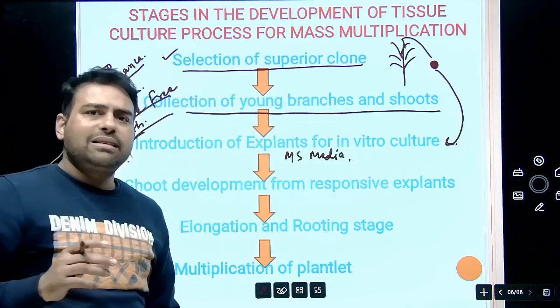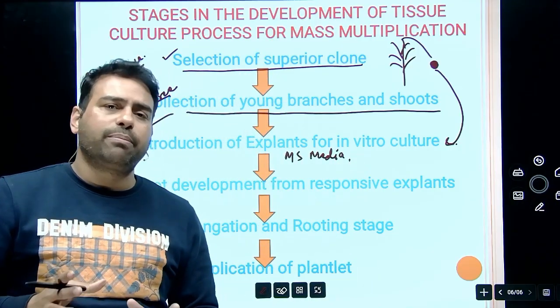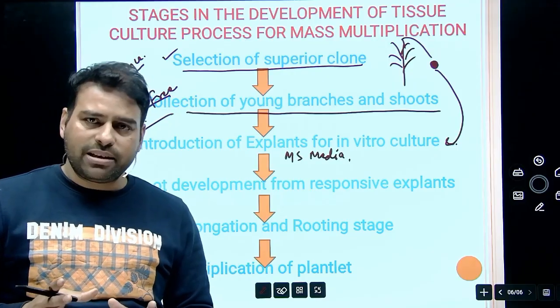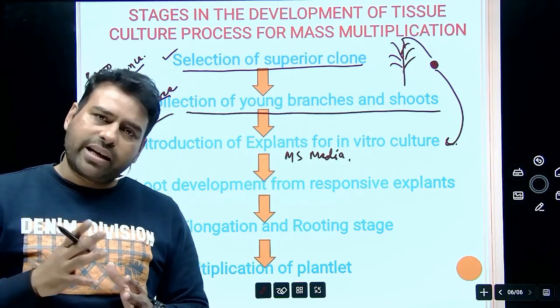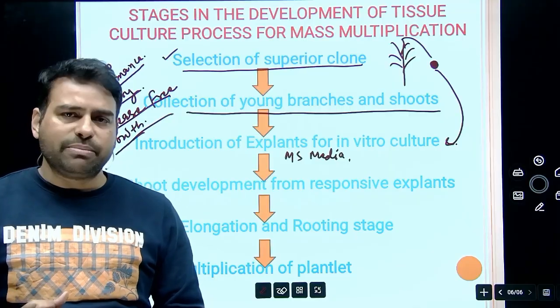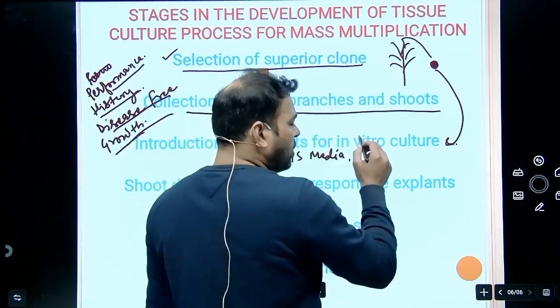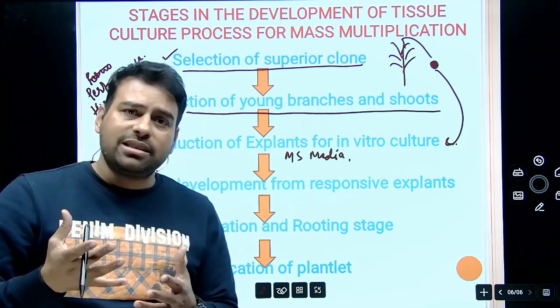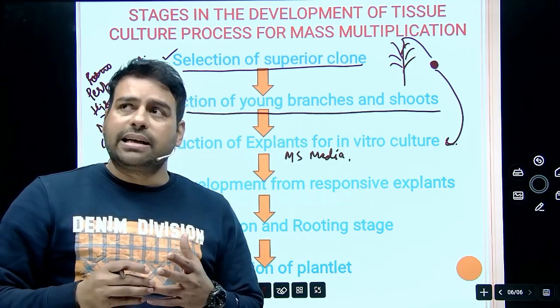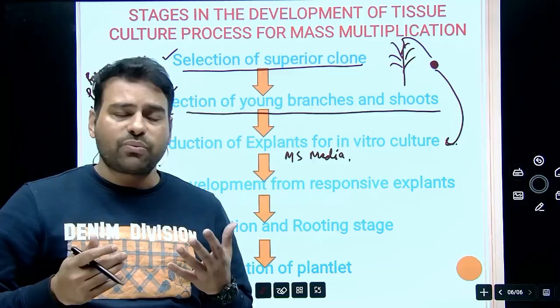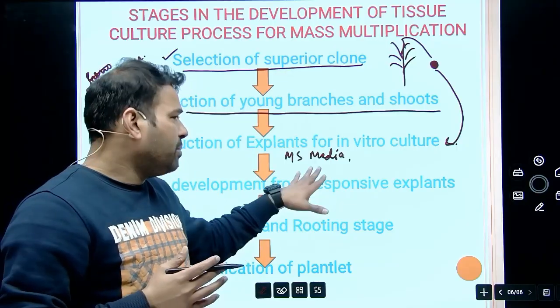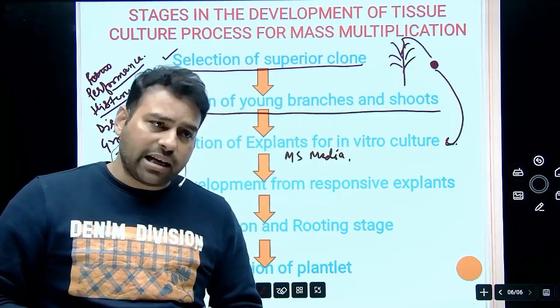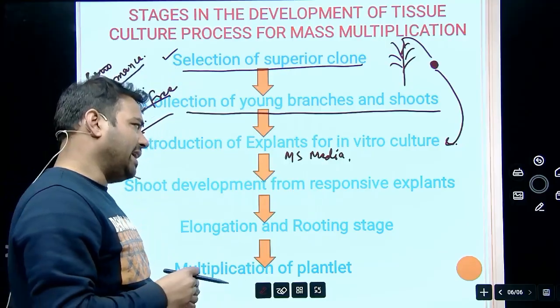So MS media is a media which is preferable in plant tissue culture experiments. We can customize this media on the basis of our requirement, like vitamins, hormones, carbon source, agar. We can change everything and prepare media according to our need and according to our plant's need.